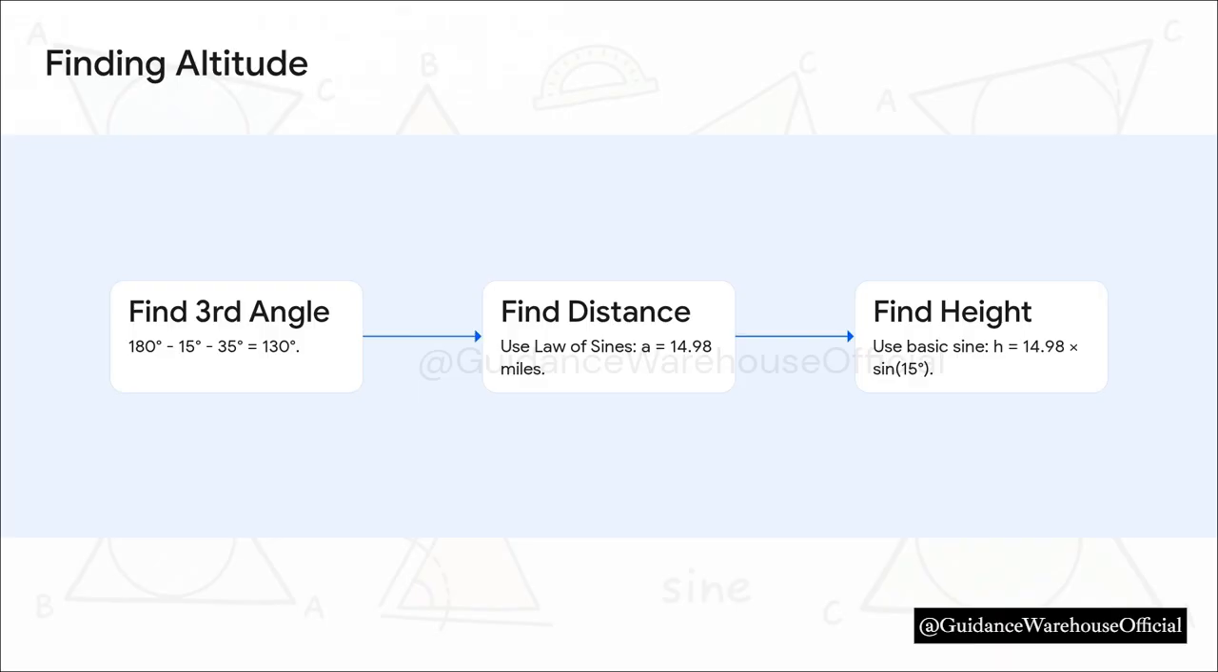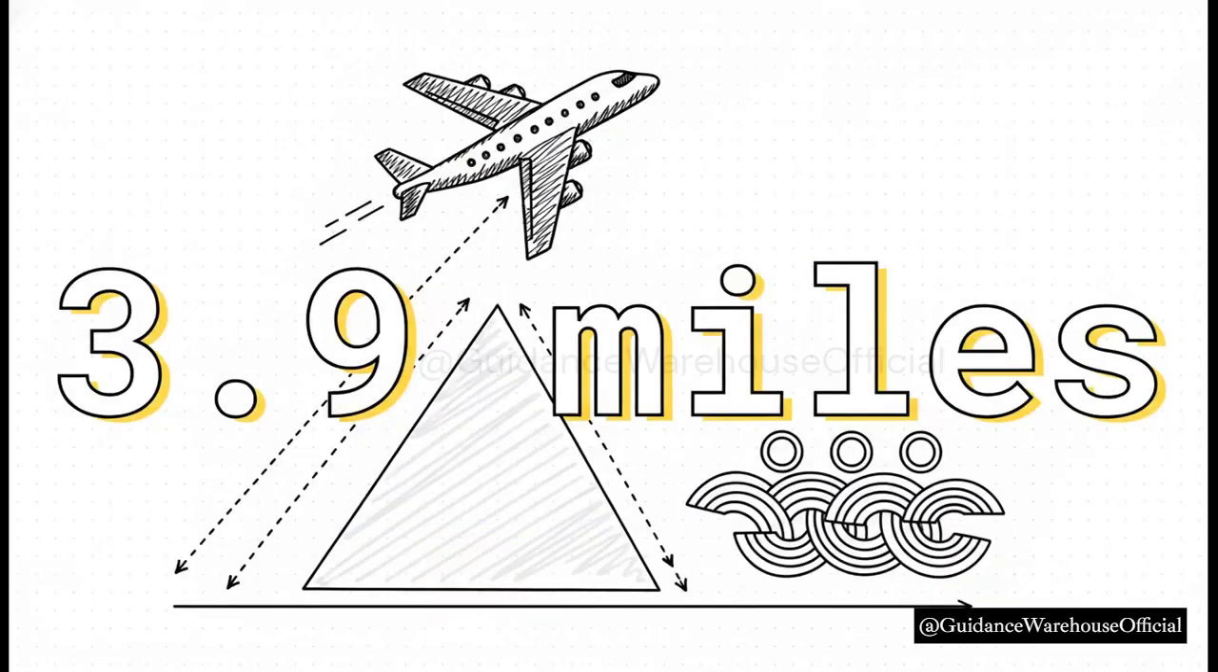Step 3, now we just use basic right triangle sine. The final height is 14.98 times the sine of that 15-degree angle. And there we have it. The final altitude of the aircraft is exactly 3.9 miles. That is the immense real-world power of understanding oblique triangles. You just went from an unsolvable geometric puzzle to precisely tracking a commercial aircraft in the sky, all by understanding how a few ratios balance each other out.